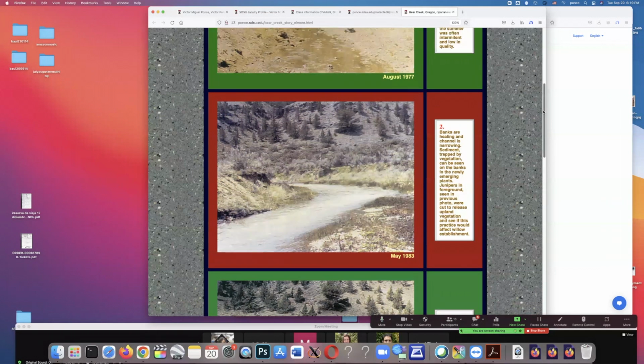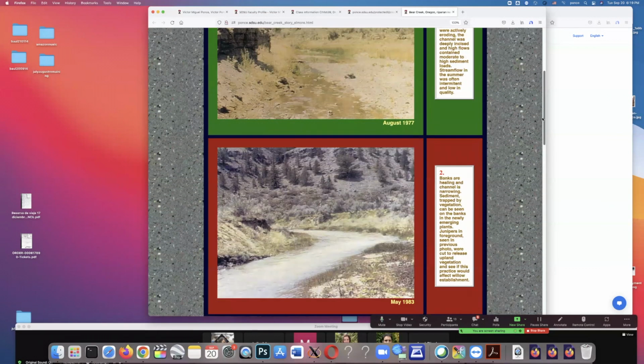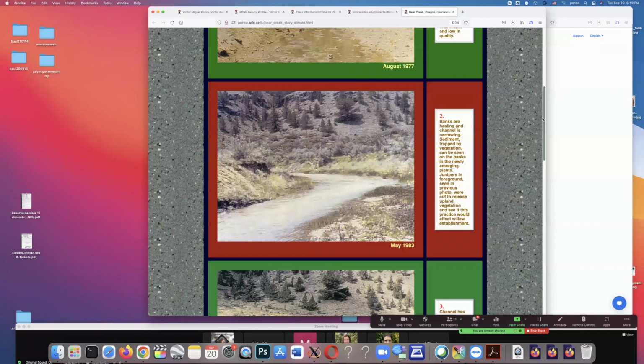The time photographs over here, vertical bank. Here the bank is not that vertical anymore. Sediment is being trapped by the vegetation. It can be seen on the banks.